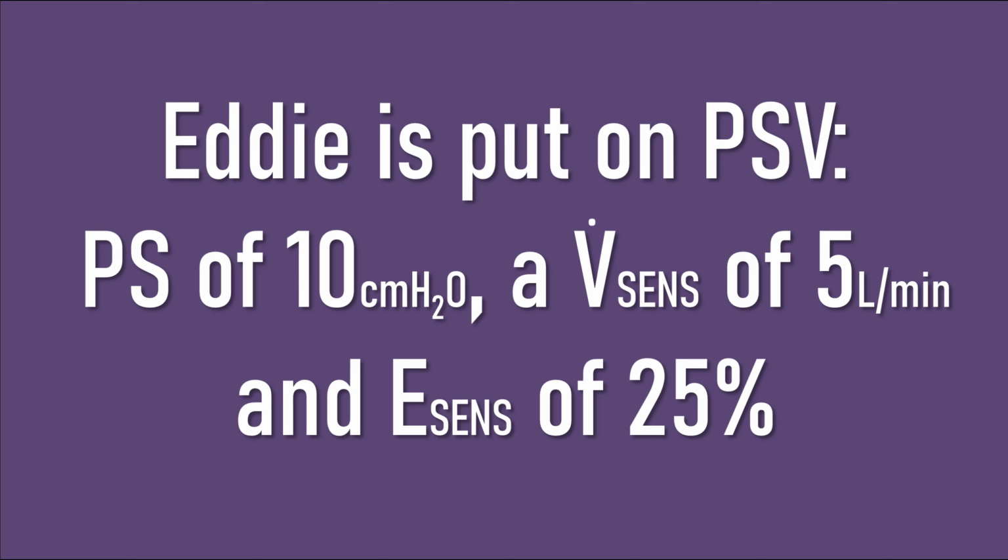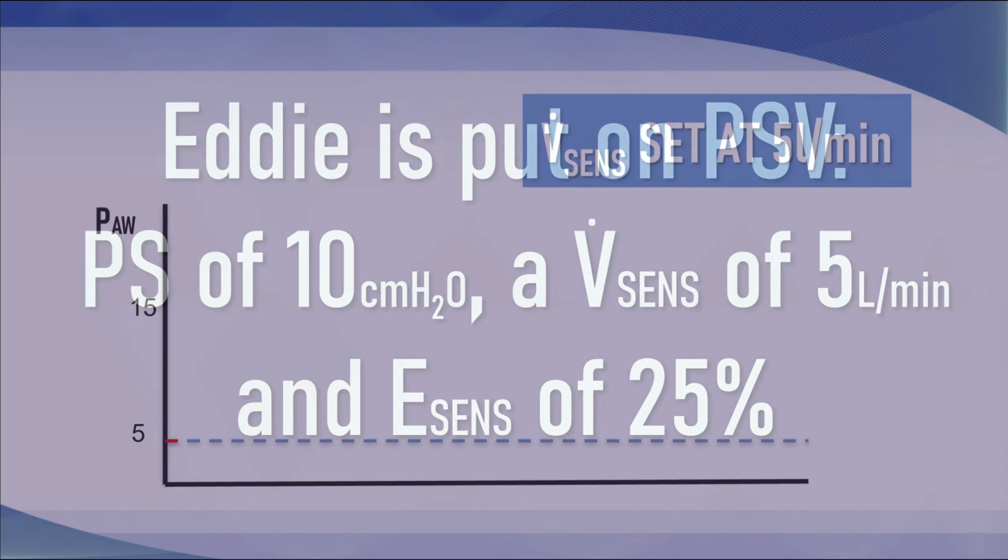The pressure support level is 10 centimeters of water above PEEP. We also set a flow trigger of 5 liters per minute. Now on a Puritan Bennett ventilator, that's 6.5 liters per minute because it has a base flow of 1.5. We've also set an expiratory sensitivity of 25%.